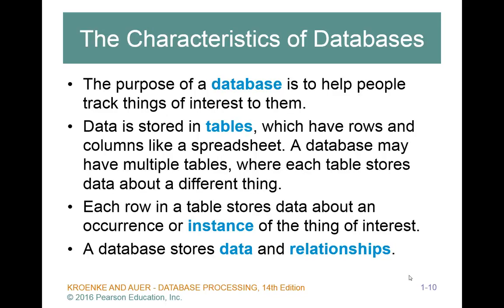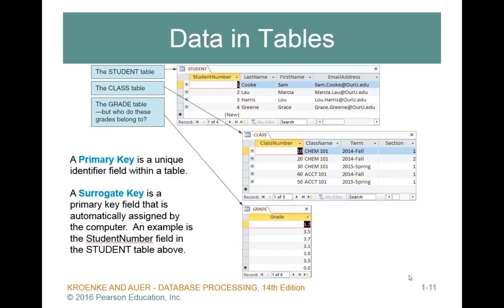Okay, so again, we have columns, we have rows. Where that column and row intersects is a cell where it will store data about the thing of interest that you want to create. Okay, and then the last bullet point, a database stores data, the data that's recorded in each cell, and relationships. And what it means by relationships is, in this particular slide here, you see how we have an example of 3 different tables. So we have a student table, a class table, and a grade table. These tables have relationships with each other.